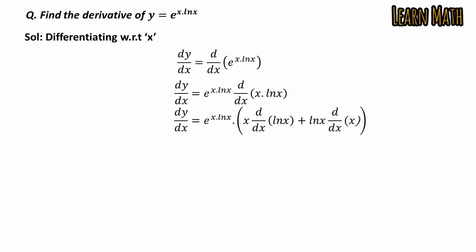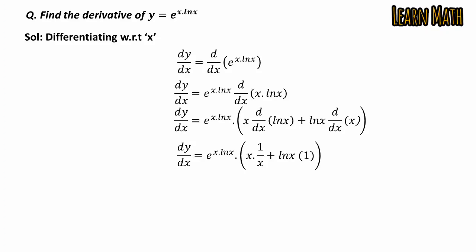Here by using the product rule, x, which is the first function, and then take the derivative of the second, log of x, plus natural log of x, second function, and then again take the derivative of the first function, which is x. Now simplifying, dy by dx is equal to e power x dot natural log of x as it is, x as it is, derivative of natural log of x, which is 1 over x, plus natural log of x as it is, and the derivative of x, which is 1.